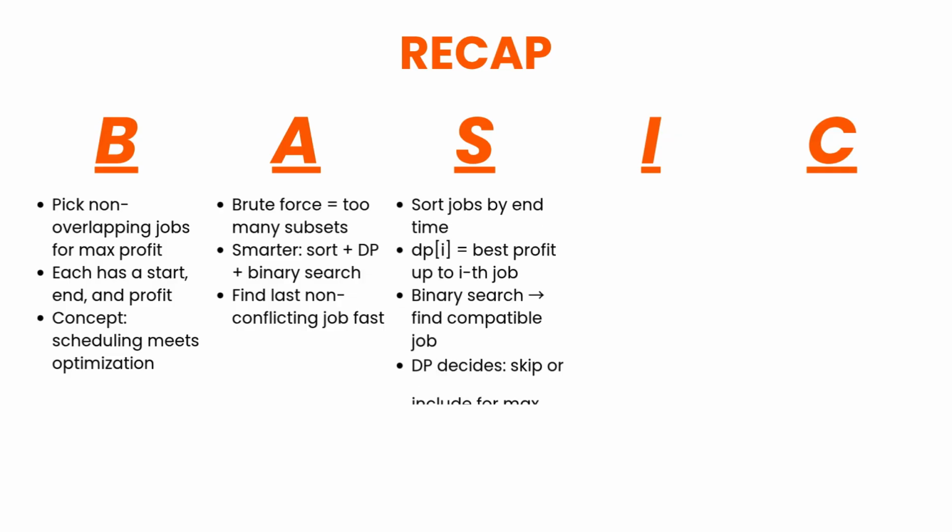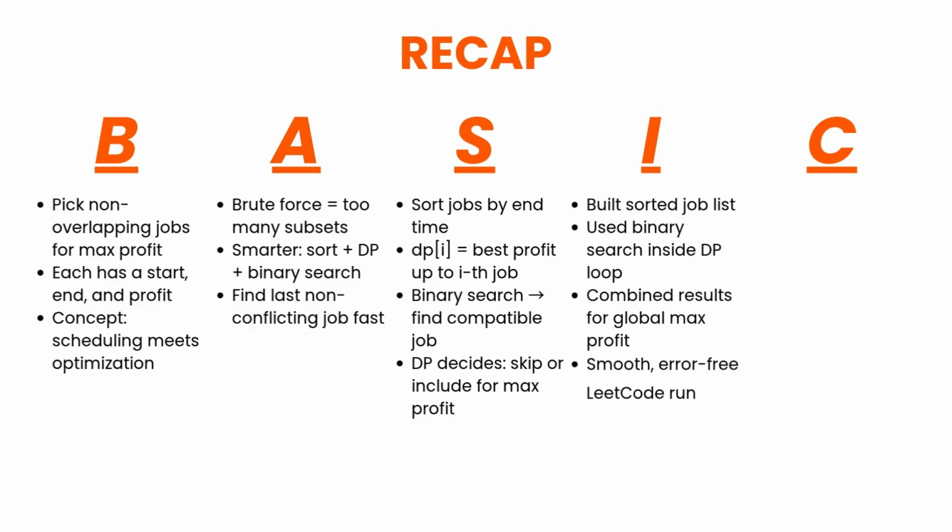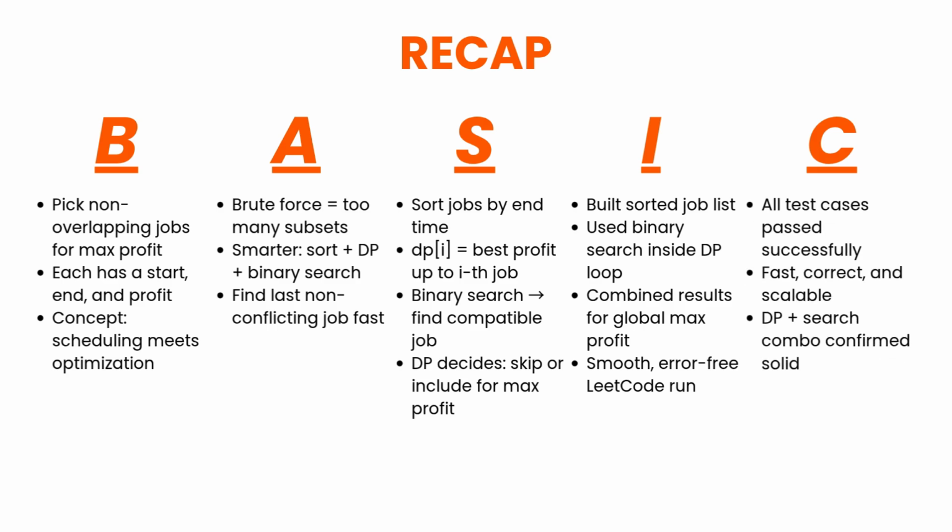The plan: sort all jobs by end time. Use a DP array where dp[i] holds the best profit up to the i-th job. For each job, binary search for the last compatible one and decide: skip it or include it for a higher total. We built the DP with sorted jobs, applied binary search for compatibility, and confirmed that the algorithm ran smoothly on LeetCode without any errors. All test cases passed successfully, validating both performance and correctness of the DP plus binary search approach.